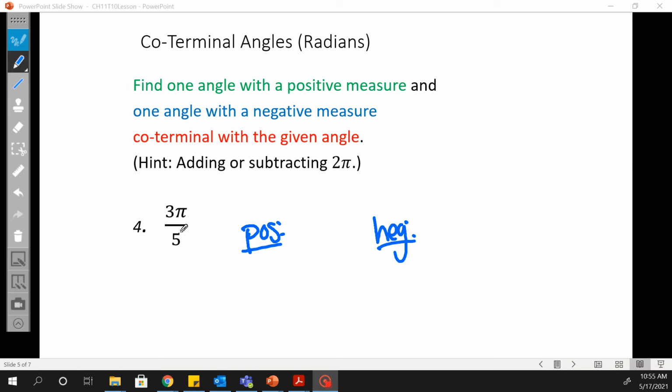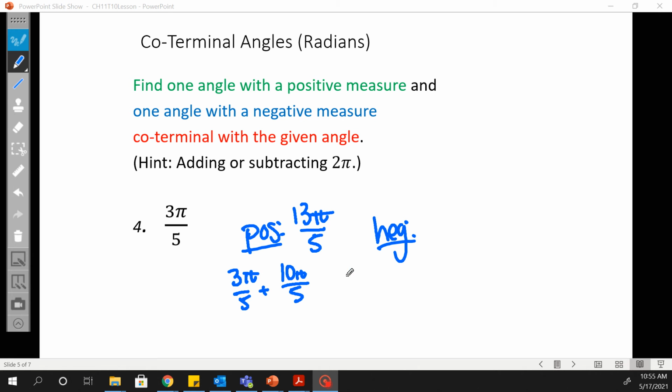So for a positive one, with 3 pi over 5, I would want to add 2 pi. So I would do 3 pi over 5 plus 2 pi. Well, you can't add these because we have a denominator of 5. So let me just make this with a denominator of 5. So 10 pi over 5 is the same as 2 pi, because 10 over 5 is 2. So this would be 13 pi over 5 for the positive.